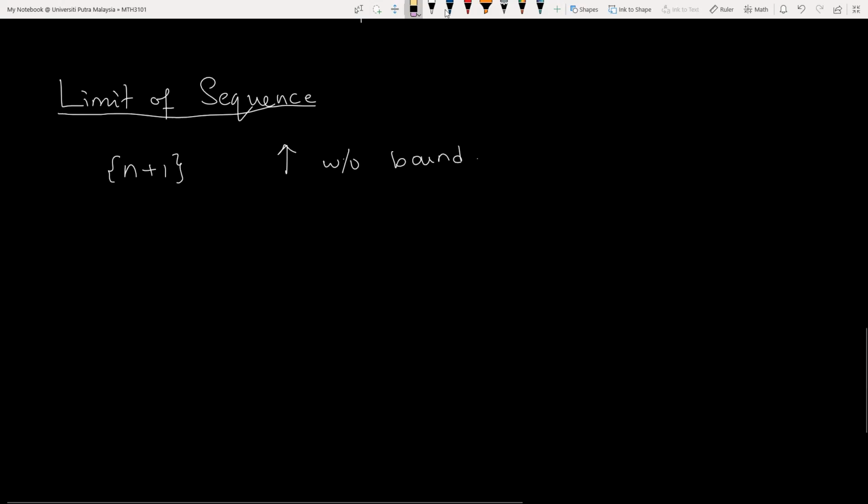So if you want to understand in terms of graph, you just substitute x as a positive integer, and every time x increases, y also increases. So it will look something like this. So n plus 1, this is the graph of y equals to x plus 1. So this is increasing to some infinite values.